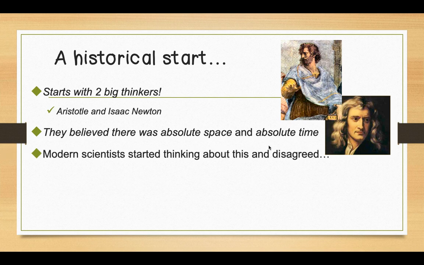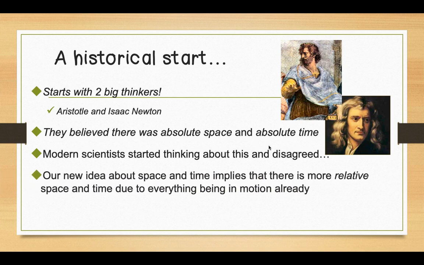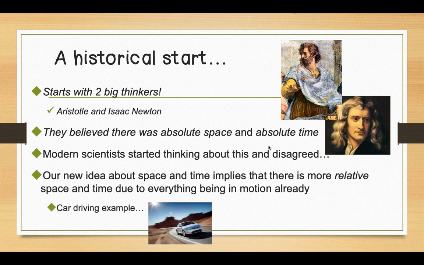However, modern scientists started thinking about this and they disagreed with this idea of absolute space and time. They said that it was more relative, so relative space and time due to everything already moving. The best way I can explain this would be like driving in a car. If you're riding in a car and you just look at your body, nothing else, you would say, oh, my body's not moving right now. It's just sitting here in this car. But then if you look outside the window, this is where you'd be like, wait a second, my body is moving. I can see things moving past me. Maybe you even hear noises go away from you. So that's relative.